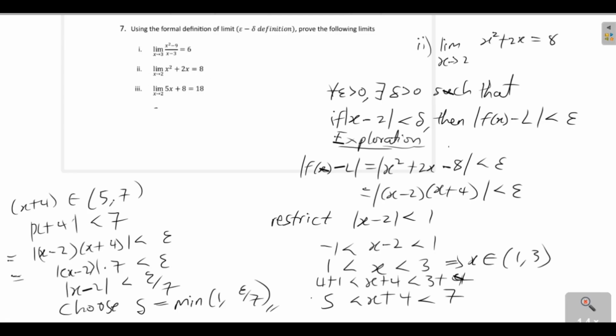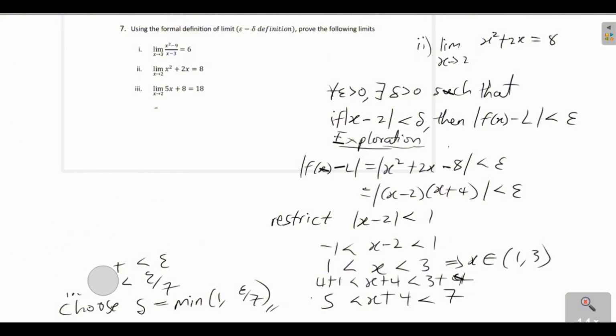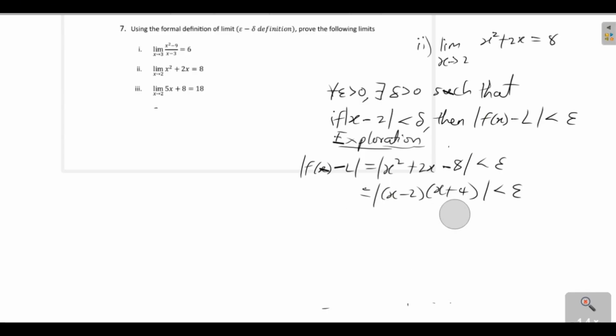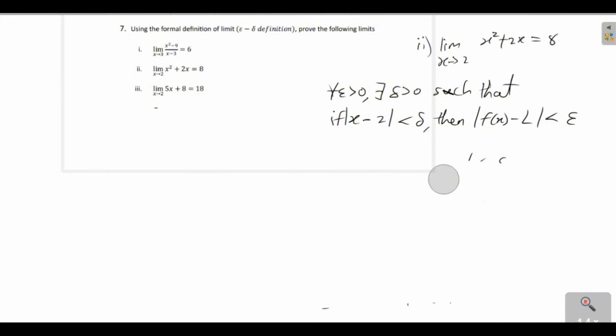Alright, so let's now begin the proof. So mostly I do exploration just to choose my delta in terms of epsilon, so that I can easily prove that the distance between the function and its limit is less than what? Epsilon. So now I'll begin my proof, but I'll choose delta to be equal to what? The minimum of 1 and epsilon over 7. So now let's begin the proof.